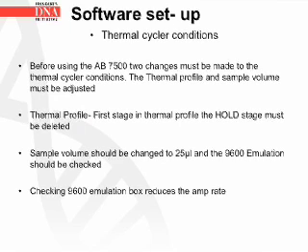After the plate document is set up, the next thing that needs to be checked is the thermal cycle conditions. Before using the AB7500, two changes must be made to the thermal cycle conditions. The thermal profile and the sample volume must be adjusted. First, the thermal profile. The first stage in the thermal profile is the hold stage, and this must be deleted. The sample volume should be changed to 25 microliters, and the 9600 emulation should be checked. By checking the 9600 emulation box, you're reducing the amp rate.